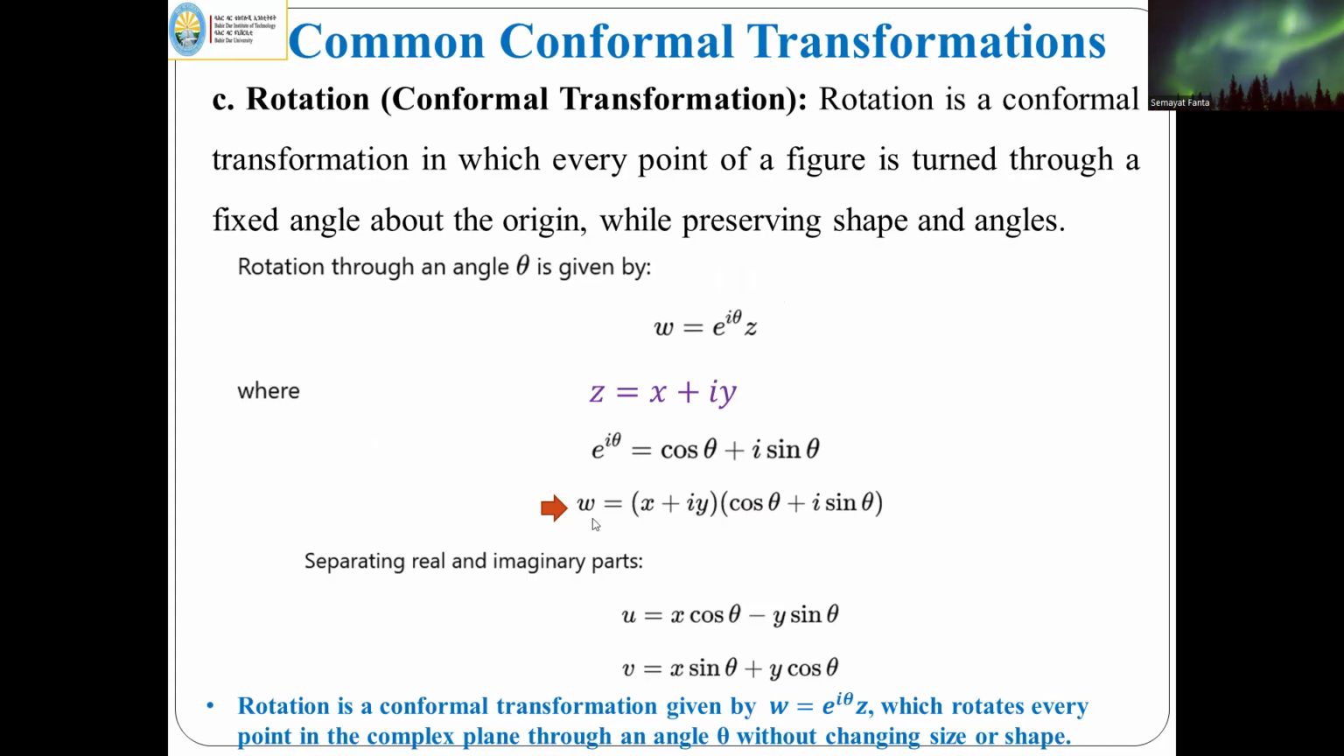Therefore, combining them, w equals x plus iy, the whole times cos theta plus i sin theta. From that, we can determine the real and imaginary parts. Separating them, u equals x cos theta minus y sin theta, and v, the imaginary part, equals x sin theta plus y cos theta. So rotation is a conformal transformation given by w equals e raised to i theta times z, which rotates every point in the complex plane through an angle theta without changing size and shape. That is a conformal transformation.